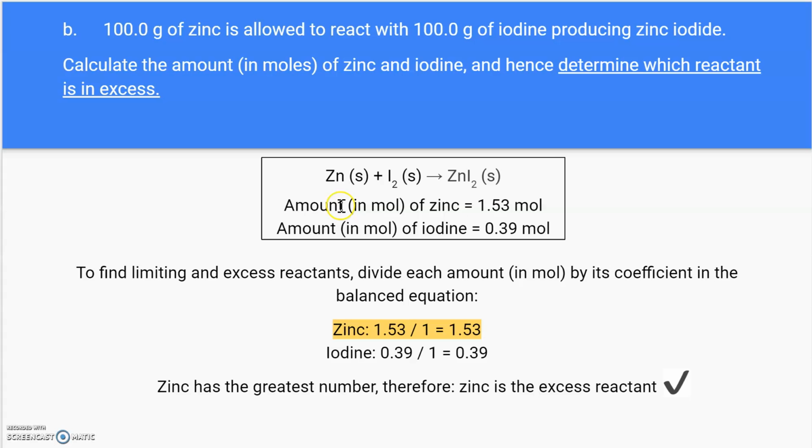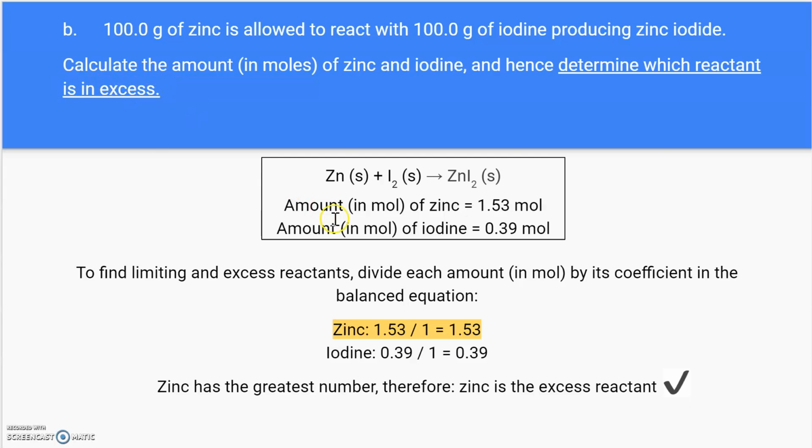So in this case, it's simple. You just need to divide the moles of zinc by its coefficient, which is 1, right? So 1.53 divided by 1, which is 1.53, and the same for moles of iodine. You divide the amount that was found, which is 0.39, by its coefficient in the equation, which is again 1, and you get 0.39.